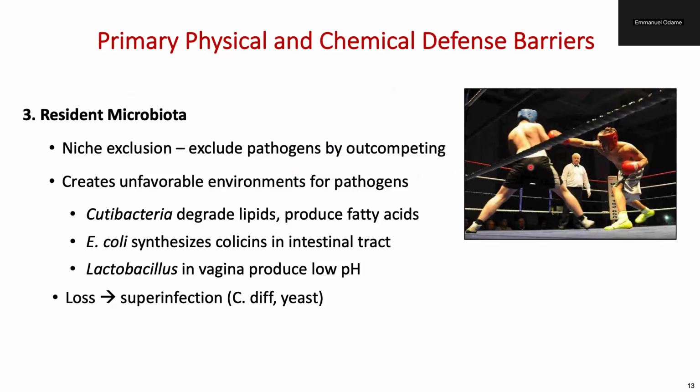One example of ways for this gut microbiome to outcompete the pathogen is E. coli synthesizing colicins in the intestinal tract, which will basically make the environment unfavorable for any outside microbe that is present.